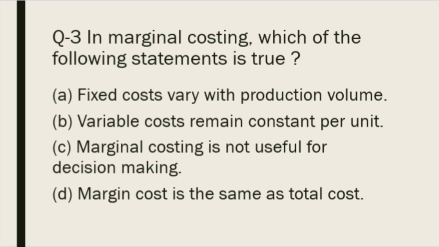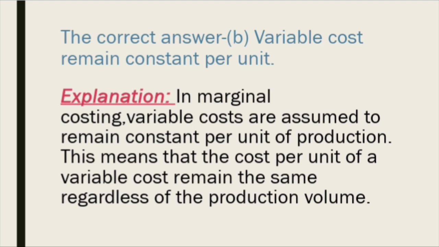Next question. In marginal costing, which of the following statements are true? The options are fixed costs vary with production volume, variable costs remain constant per unit, marginal costing is not useful for decision making, marginal cost is same as the total cost. And the correct answer is variable cost remains constant per unit. The explanation is that in marginal costing, variable costs are assumed to remain constant per unit of production. This means that the cost per unit of a variable cost remains the same regardless of the production volume.